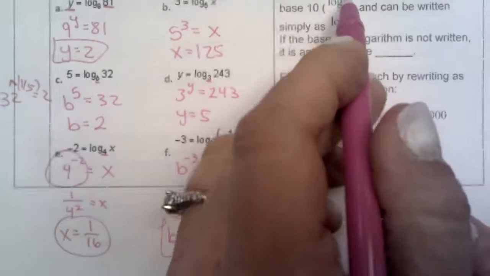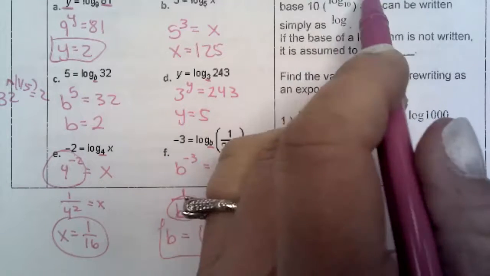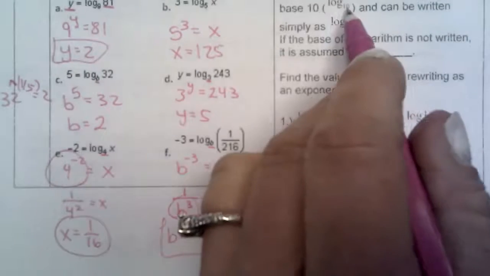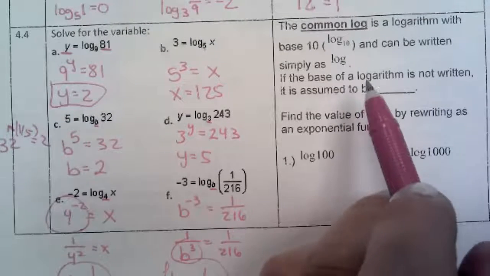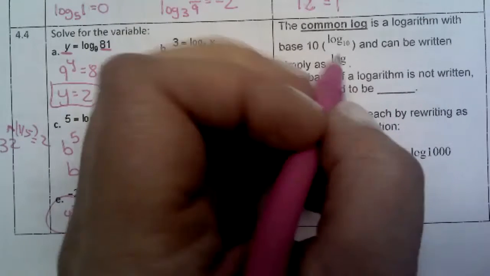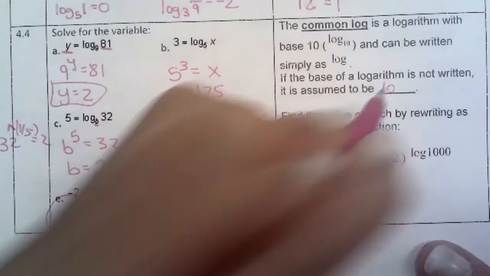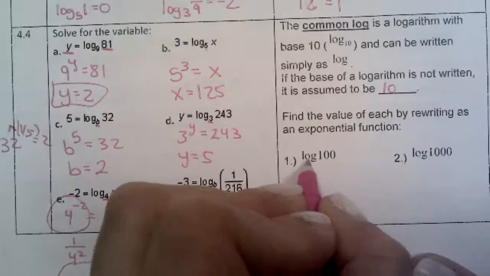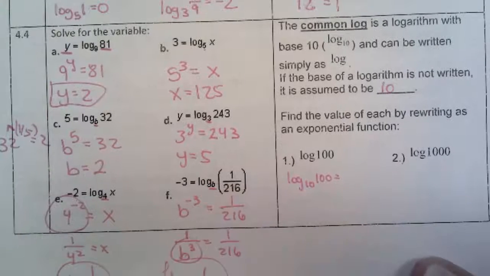And when we're talking about logs, we talk about a common log. And a common log is a logarithm with a base of 10. Okay, so here you see it's log base 10. But we can actually write it without the 10 on it. Okay, so anytime you see the base of a logarithm that's not written, it's assumed to be 10. So here, this is log. Okay, so this is really log base 10 of 100, okay, equals x.